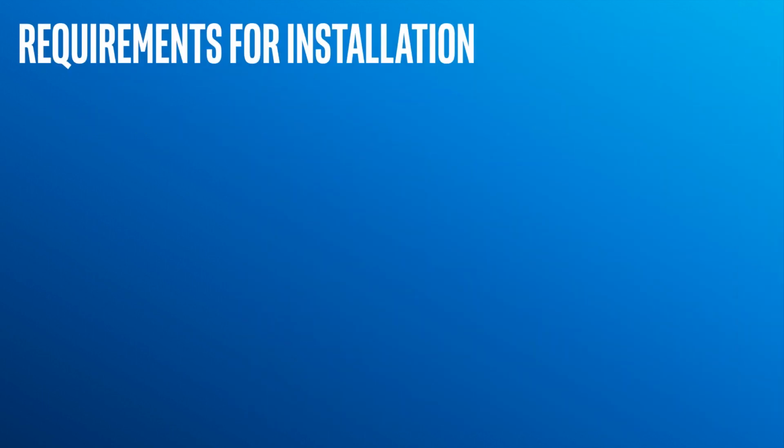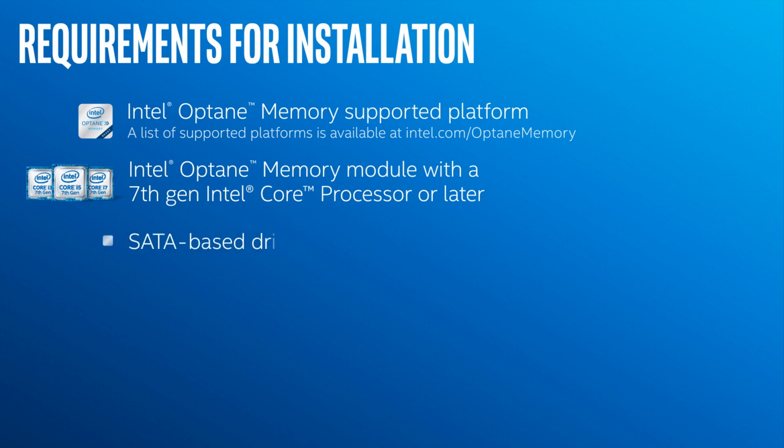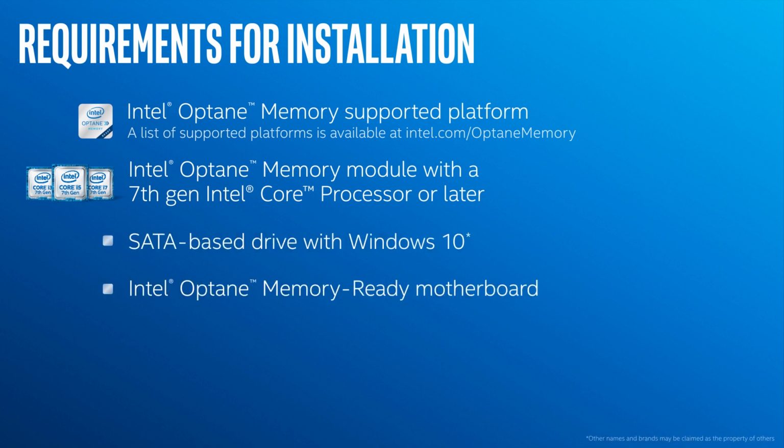First off, you need to make sure you have an Intel Optane Memory supported platform. This includes a 7th gen CPU or later, a SATA boot drive, and an Intel Optane Memory ready motherboard. This information is available through your motherboard vendor or at intel.com/optanememory.